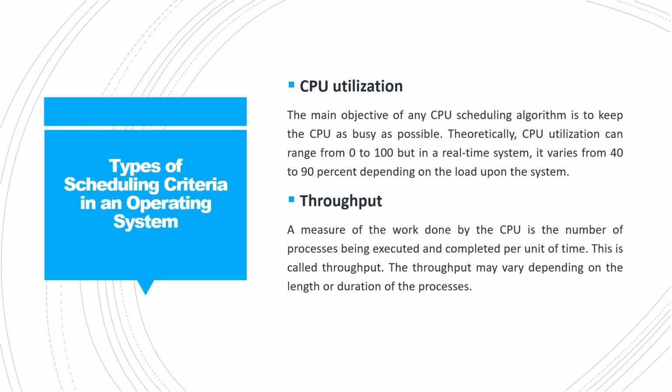Next one is throughput. It is the measure of work done by the CPU: the number of processes being executed and completed per unit time. This is called throughput. The throughput may vary depending on the length or duration of the process.